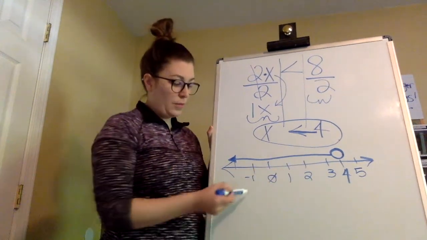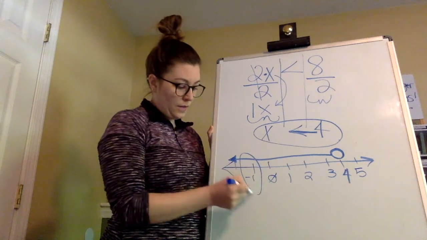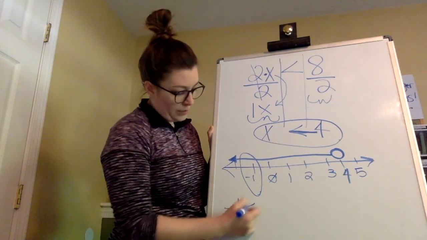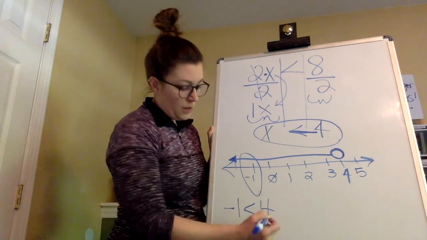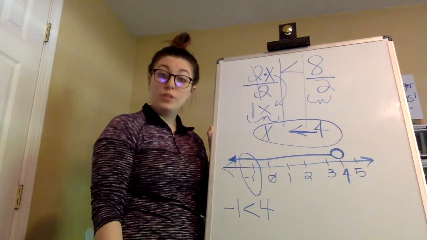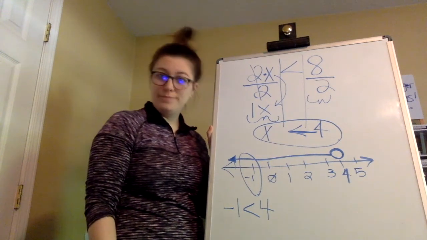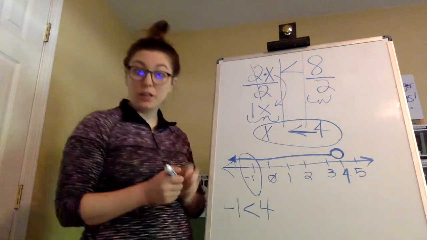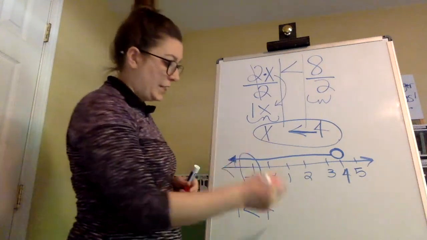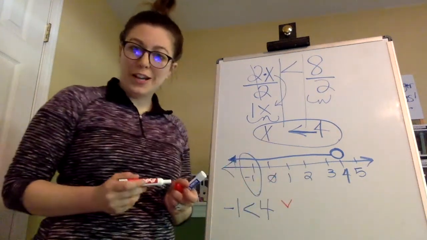Now we can choose a number. -1, I'll choose that. Is -1 less than 4? Well, would you rather have $4 or would you rather be in debt $1? 4, because that's bigger, right? So that means we have done it correctly. That's our check step. Good job.